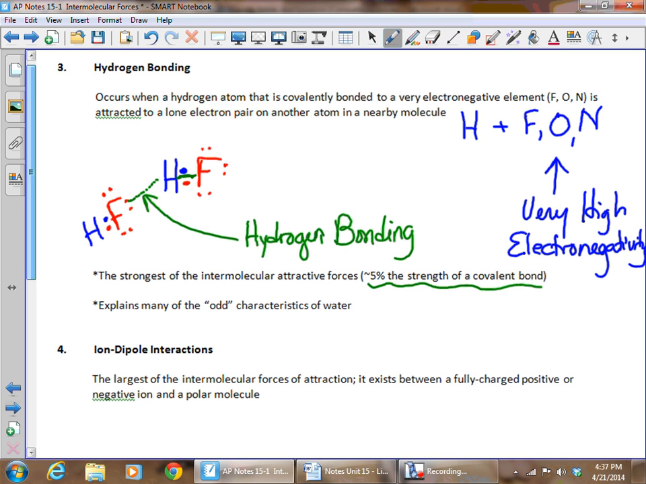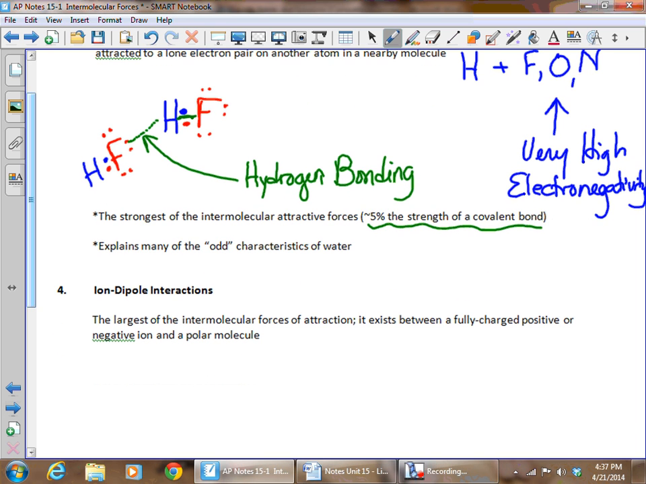And it's responsible for a lot of the odd characteristics of water. We talked a lot about that in Chem 1, about the fact that it has a high surface tension, that it has a really high specific heat. There's just lots of things that are explained for water by hydrogen bonding. So we'll talk more about that later.